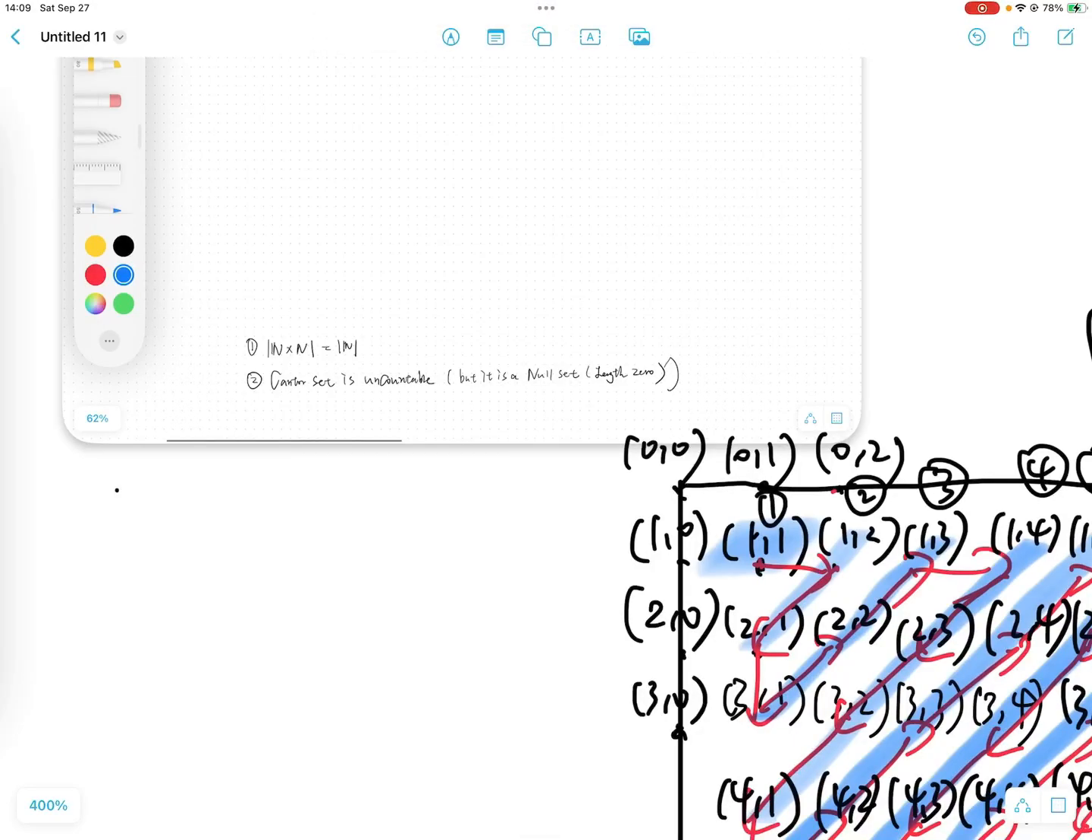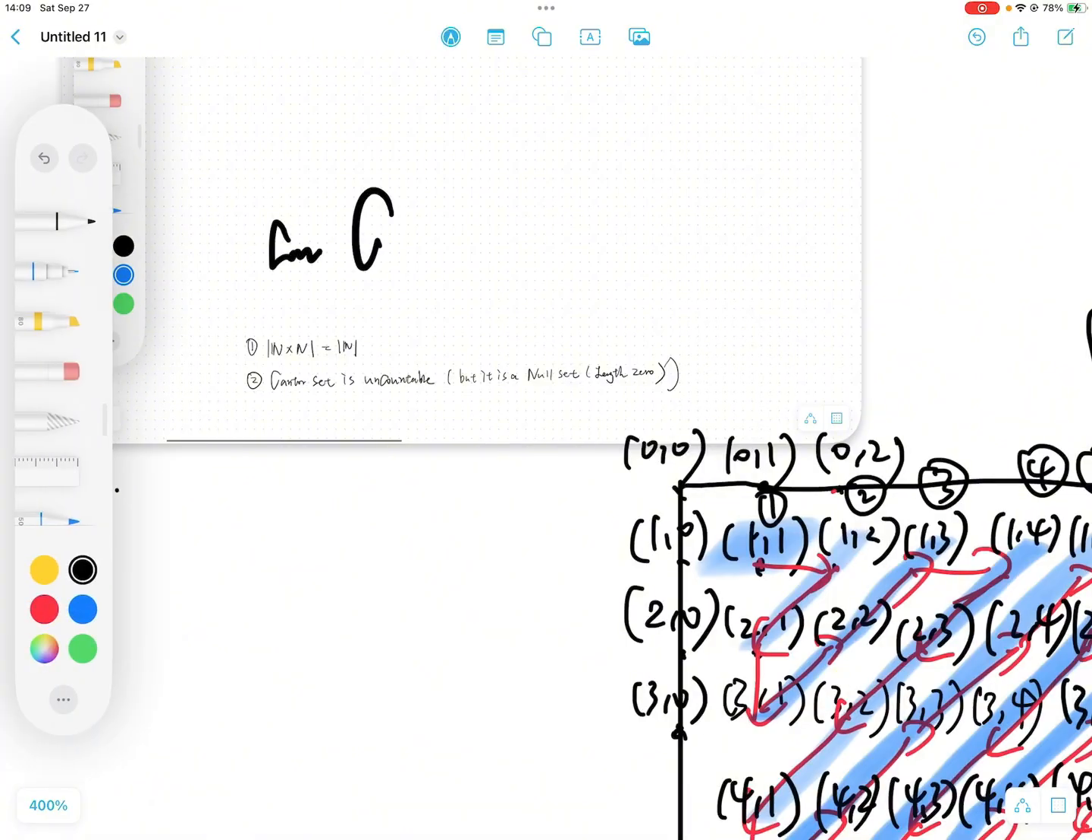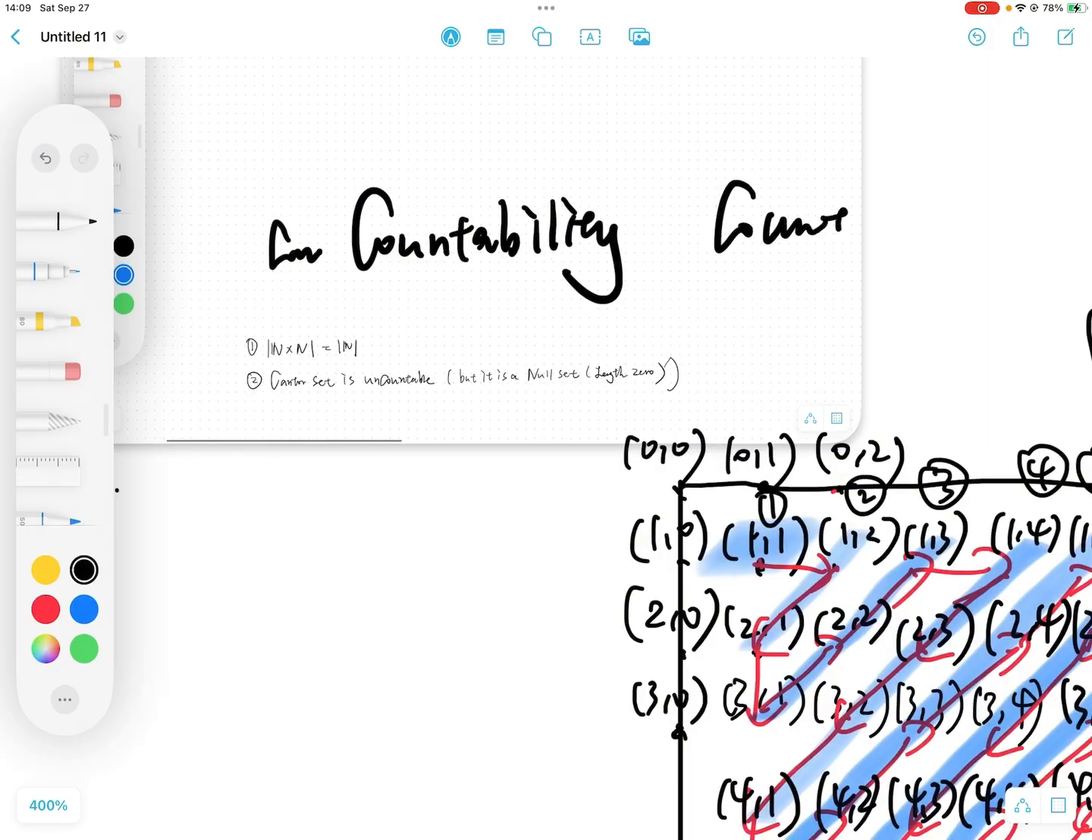Okay, guys, today I'd like to talk about a very important definition in mathematical analysis and probability theory, which is countability. What do you mean by countable? By the mathematical concept, we just define it as having the same number of elements as the natural numbers N.